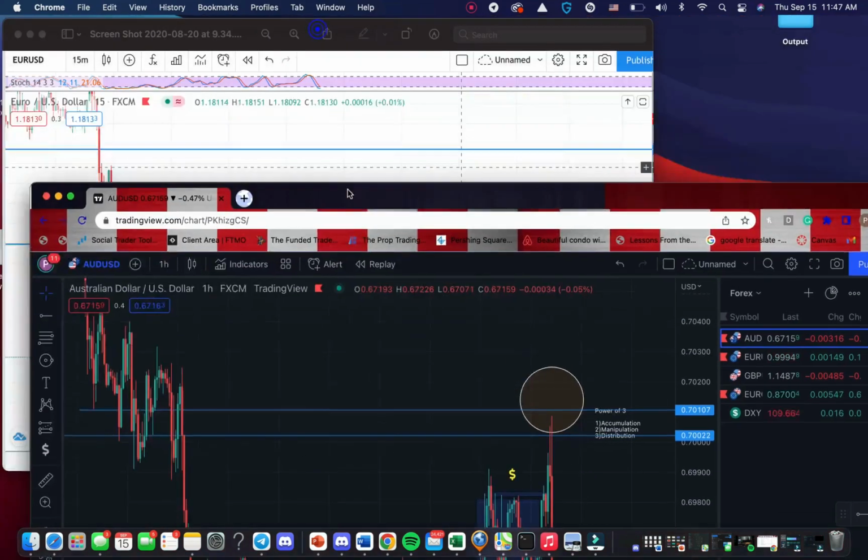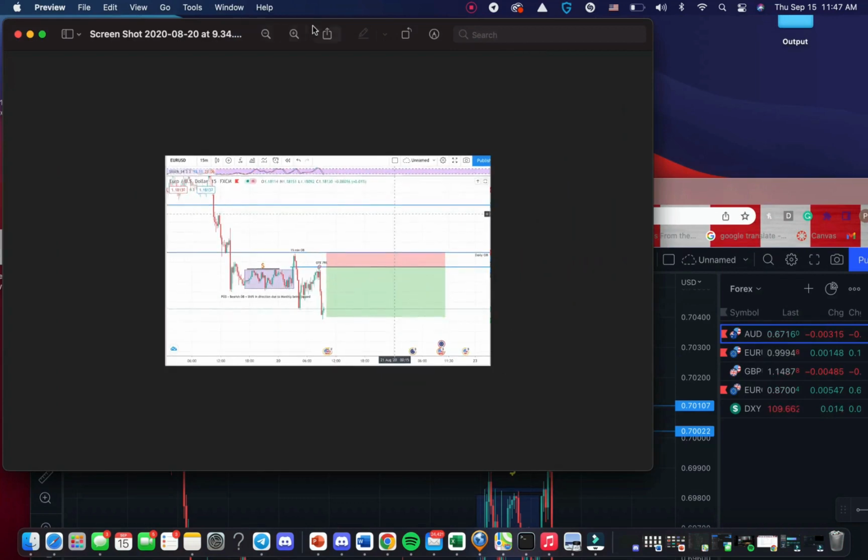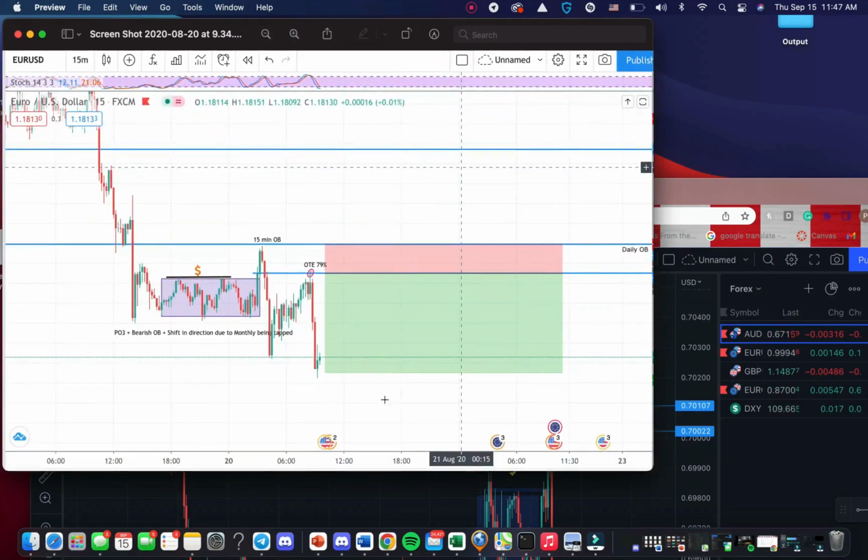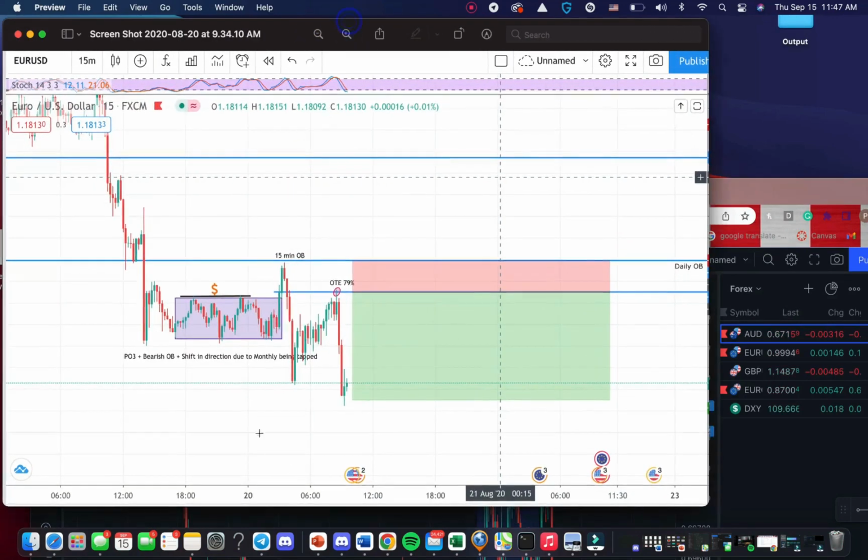Now let's look at another example that I had from a long time ago when I was first studying this concept. So as we can see here, we can see how price accumulates, price creates this consolidation, and we see how there were equal highs, and how price manipulates to take out all the liquidity on top of here. It came to an order block, a 15-minute order block, and that would be when we would sell. We would sell right here at the manipulation part, and then we would expect price to distribute.